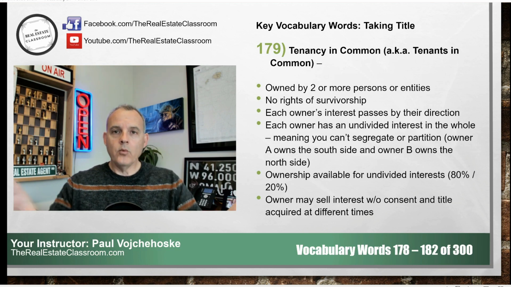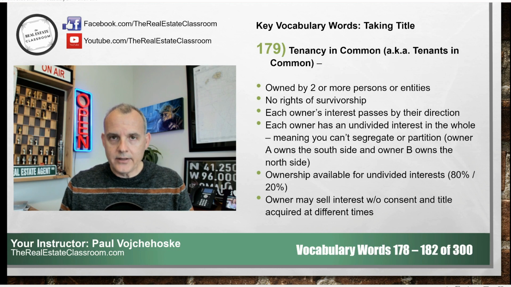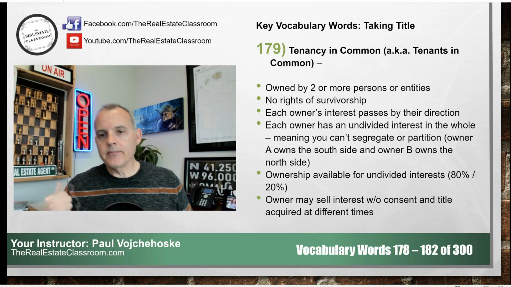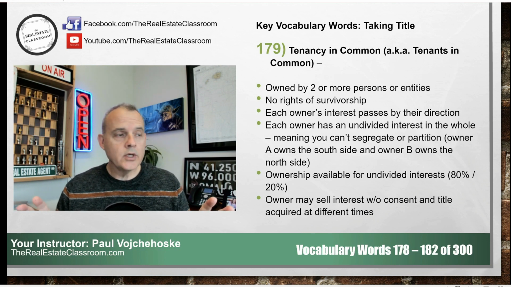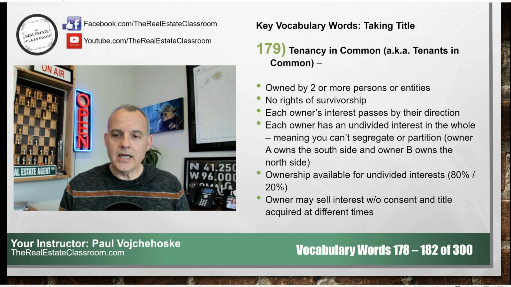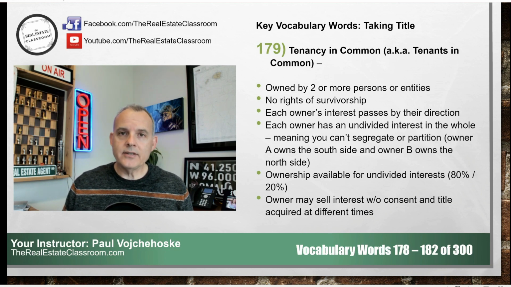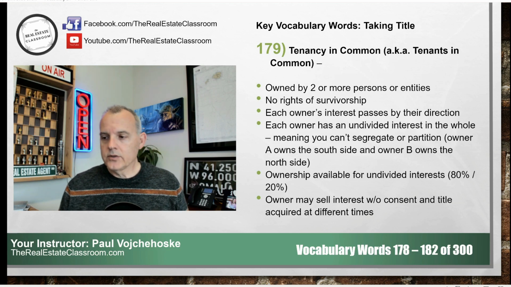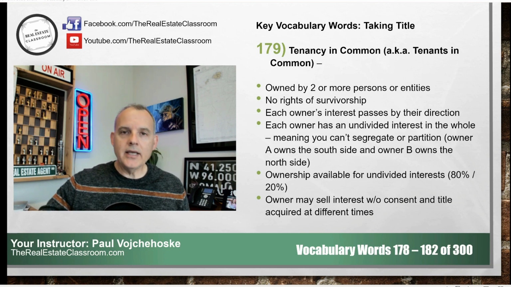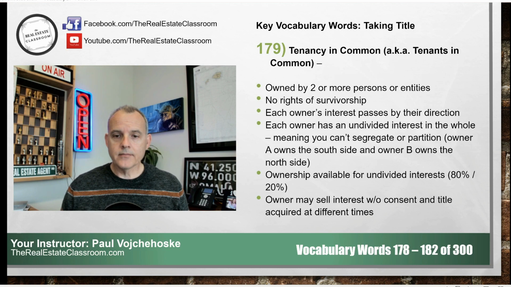So, we took title from you. We held title once we purchased the property from you in tenants in common. I own 80%, my business partner owns 20%. That's an undivided ownership interest. But let's say that my business partner needs the money and wants to sell. So he can sell it to me or anybody else without my consent.